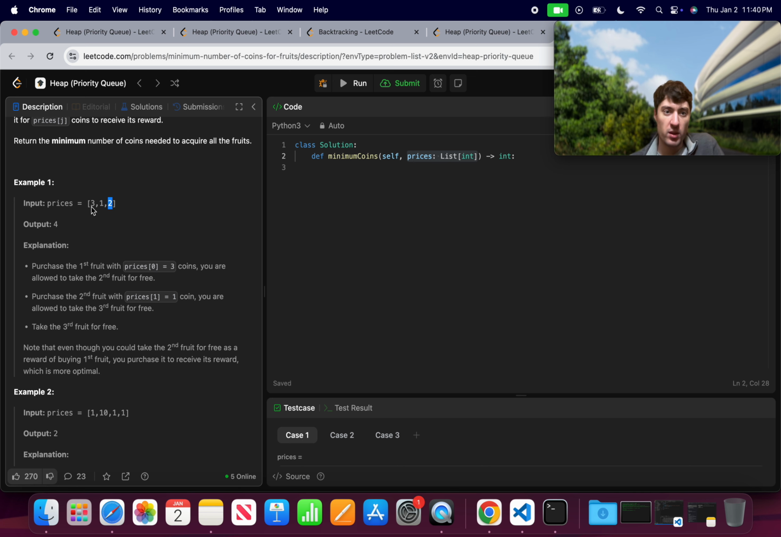So I pay 3, then 4, but I don't pay this one. Otherwise, I would have to pay this. So I have to pay 3, I get this one for free, and then I also have to pay for this one. So 3, 4, and then 5. So it's more.